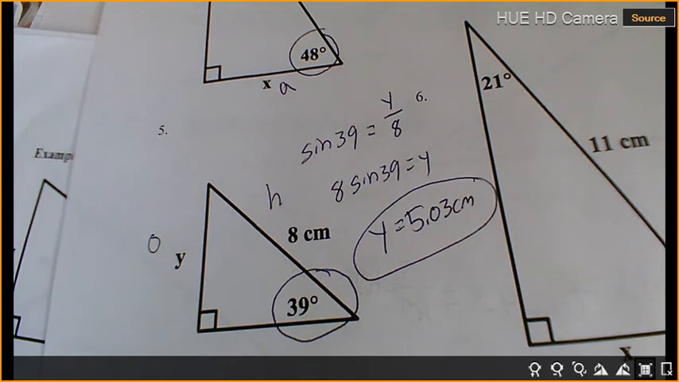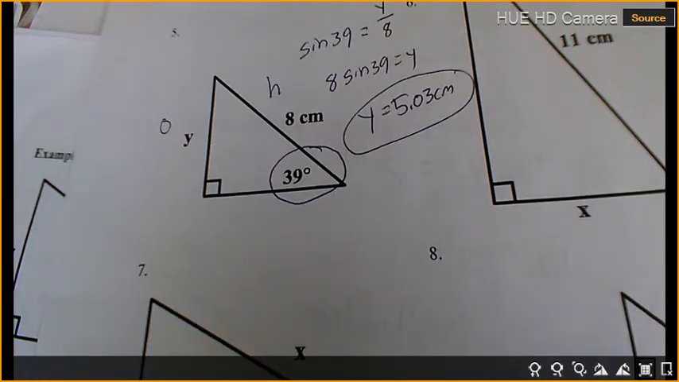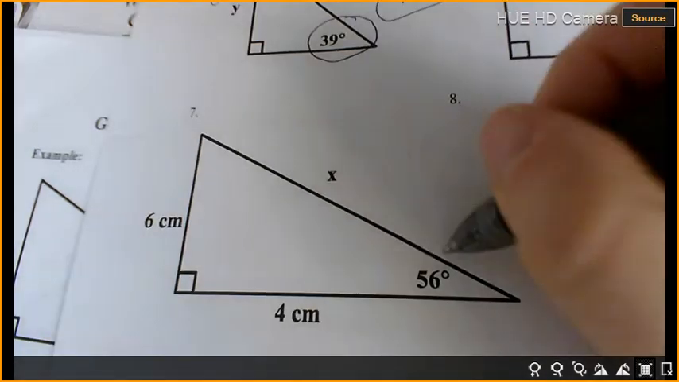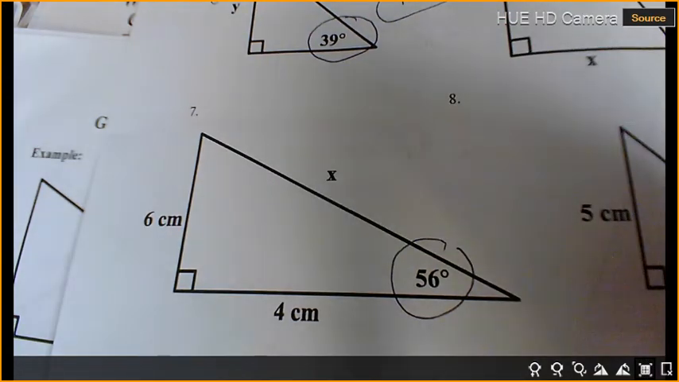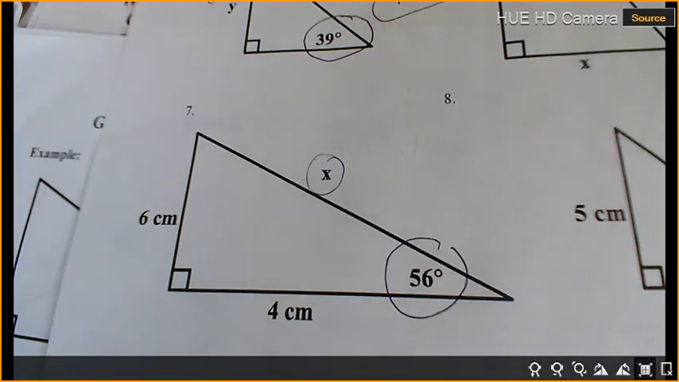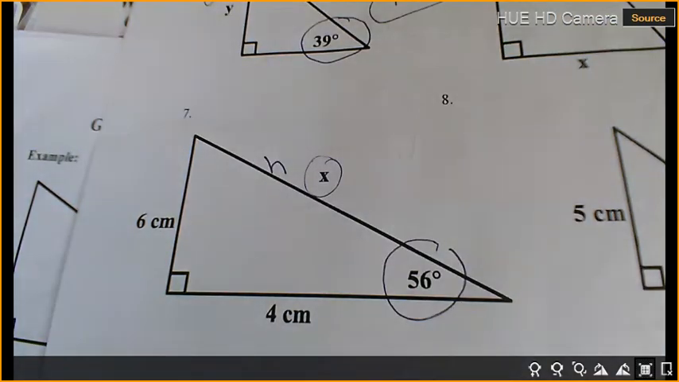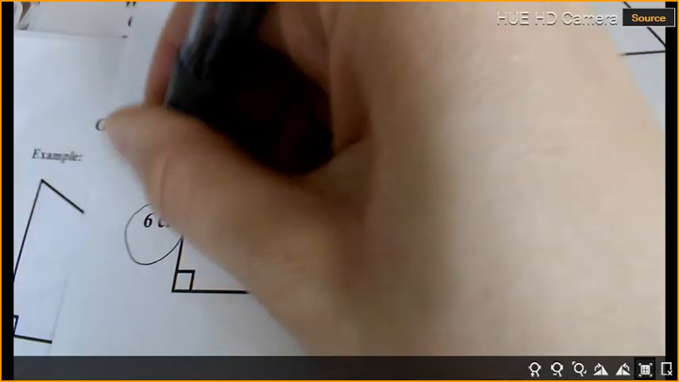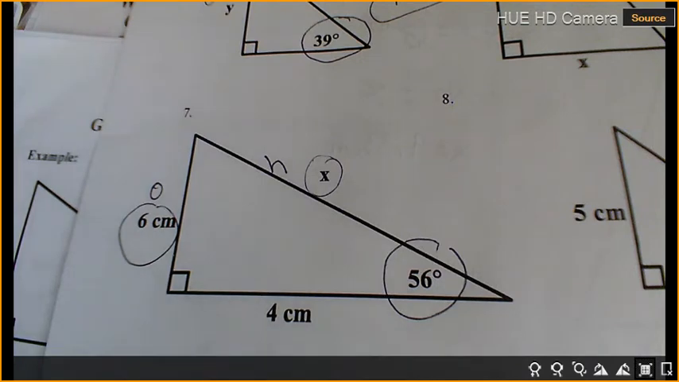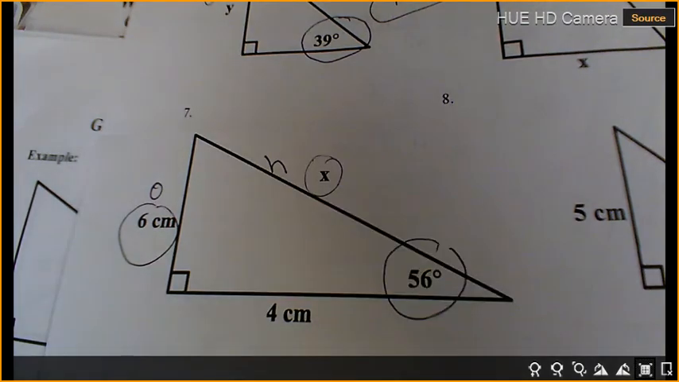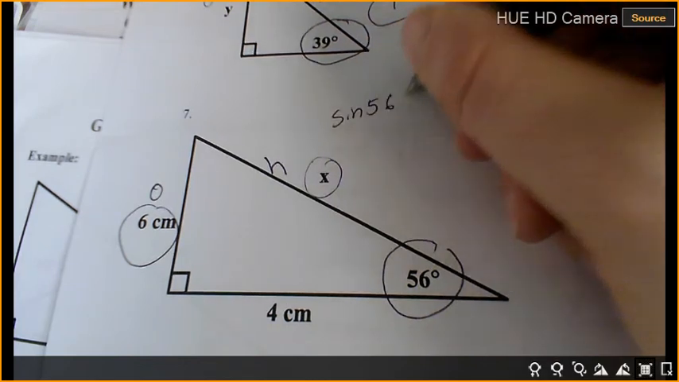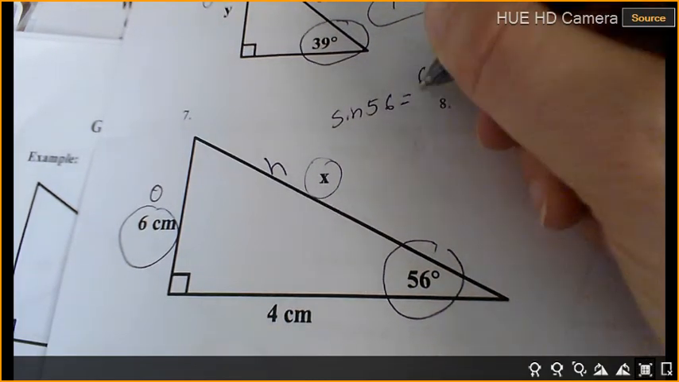Okay. I am going to do 7. Now, I've got 3 things here, but I've got to find X, so I've got to use X for one of them. So X is the hypotenuse. So I need to know the hypotenuse. Let's say I'm given, I'm going to use the opposite. So what uses opposite and hypotenuse? Sine. So I've got the sine of 56 equals the opposite, 6 goes on top, hypotenuse x goes on bottom.